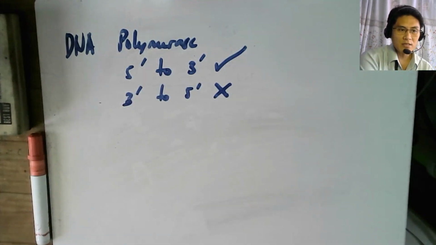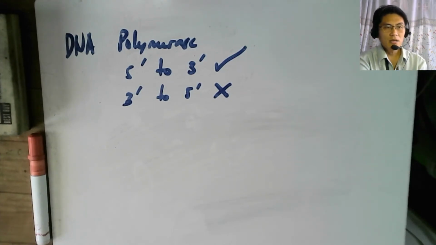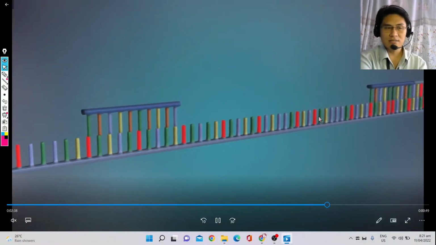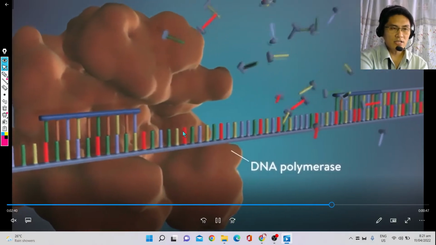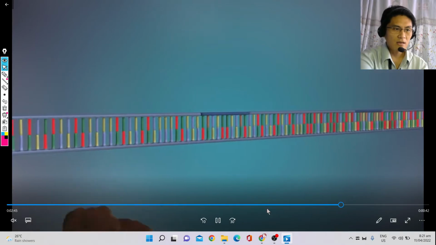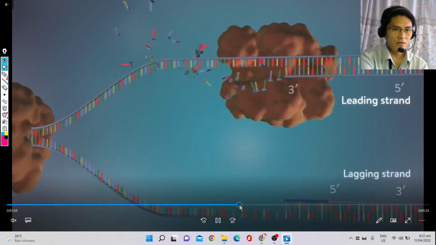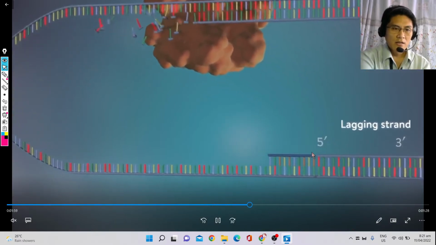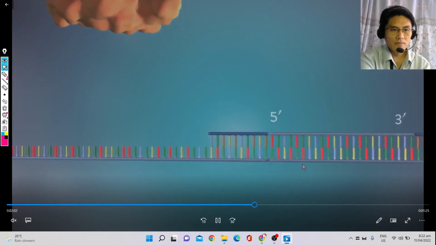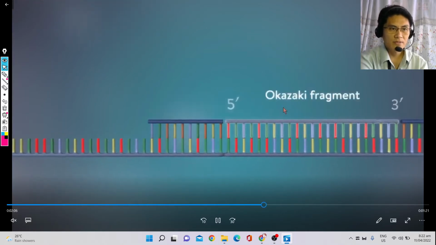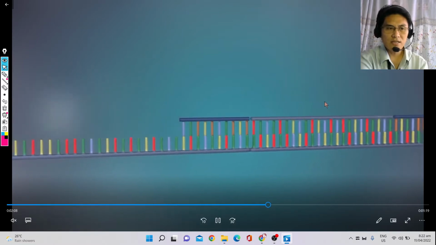And because of this, if you notice, the lagging strand is different because it does it in segments. So you see, it starts here and then creates this segment. Okay? So if you go back further, just to see the lagging strand, this segment here is what we call an Okazaki fragment. See, Okazaki fragment. So it does it in fragments.